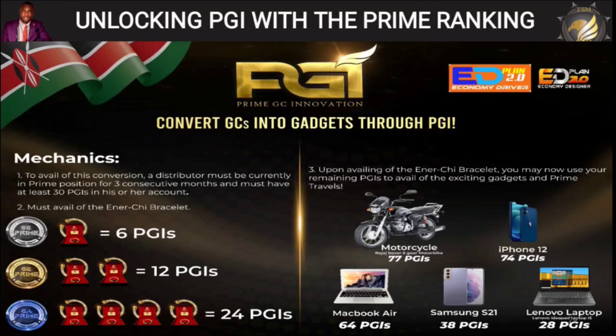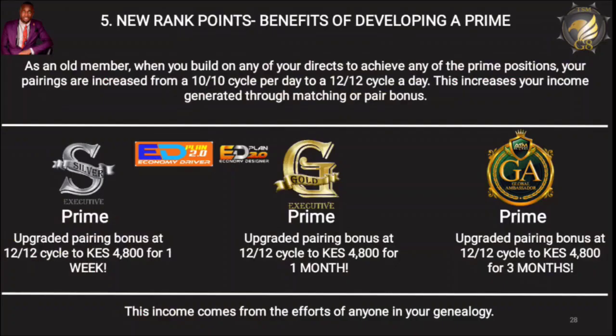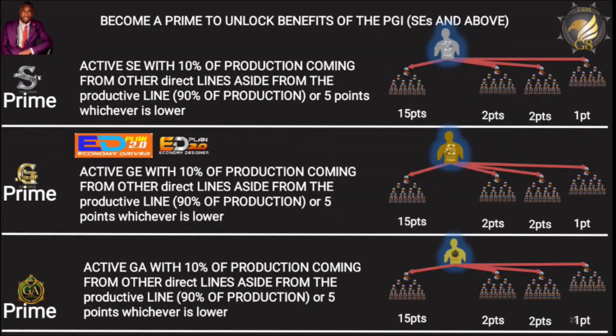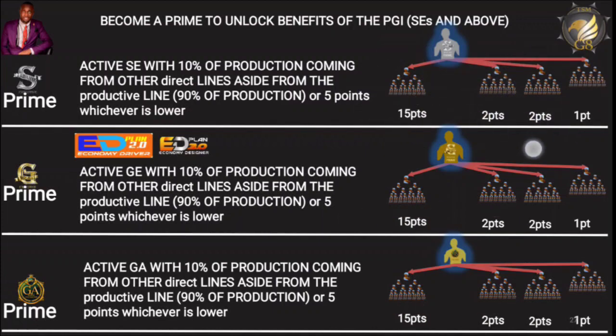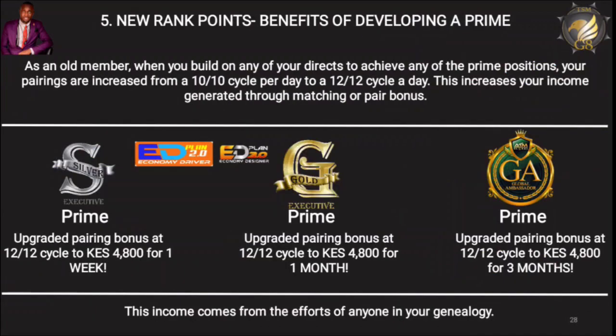NHE bracelet, okay? The next thing is that you must have maintained the prime position for 3 months, meaning you have both your left and right leg, or rather both the production and the non-production legs, doing activities, okay? This is what I mean by production and non-production legs. You must have this balanced for 3 months, okay? Either you have 90% from the strong leg and the remaining 10% from the weaker leg, or you have 5 points from the weaker leg and the remaining points from the strong leg. That is what you need to do, okay?